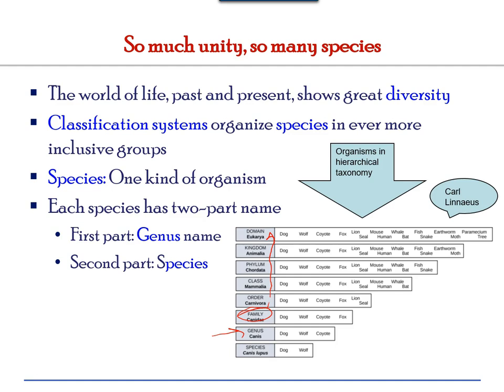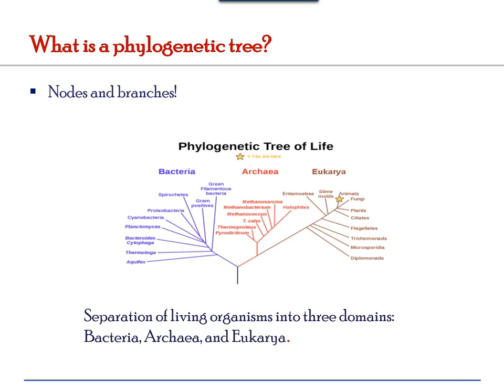To sum it up, a level usually includes more species than the level below it, and fewer species than the one above it. Levels are from least inclusive to most inclusive. Since the 1900s, scientists recognize all organisms are organized in three main domains: the eukarya, the archaea, and the bacteria.